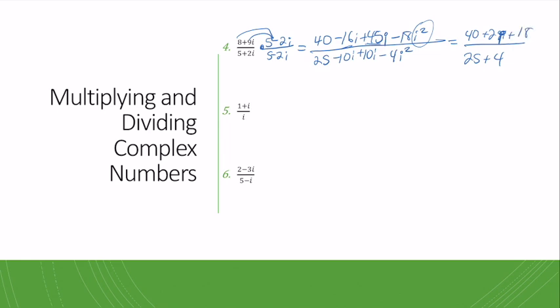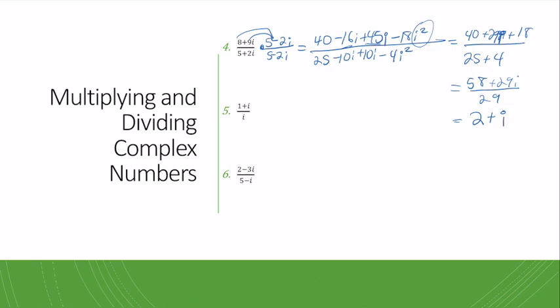So I have 58 plus 29i over 29. And then we have to see that we can simplify. 58 divided by 29 is 2. 29i divided by 29 is i.